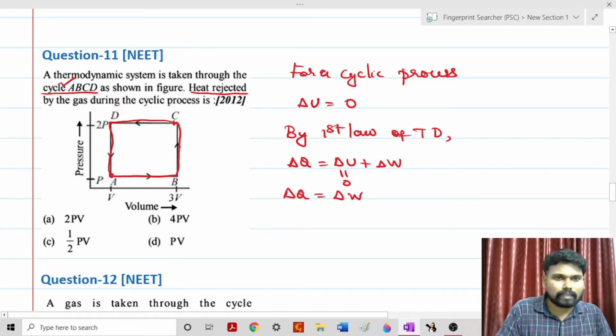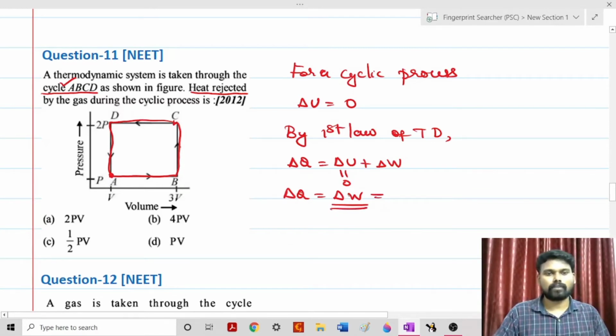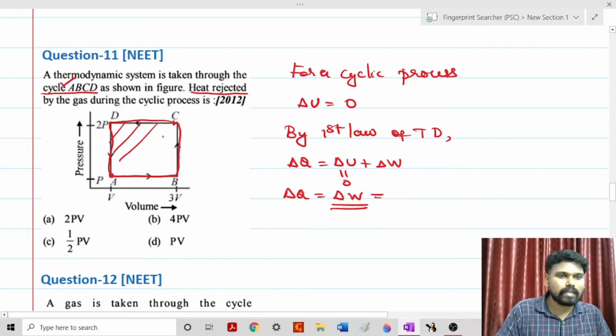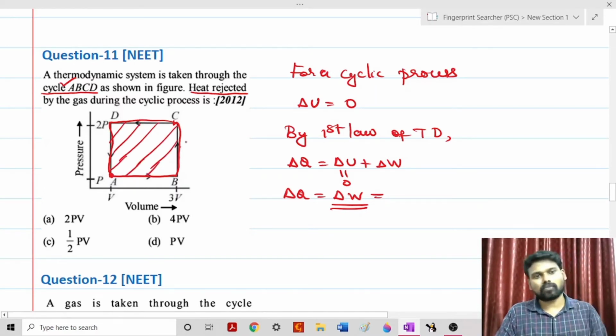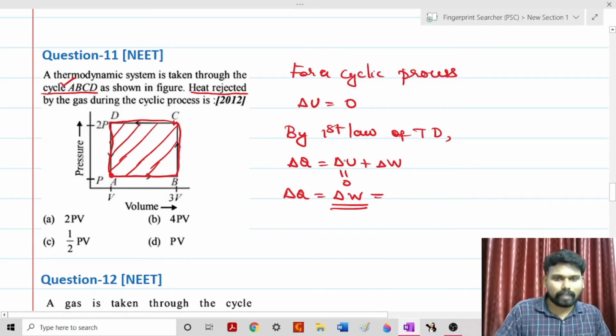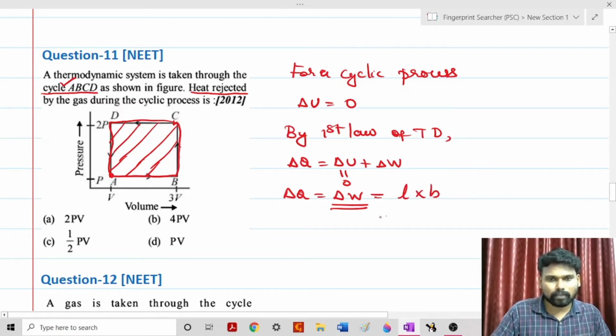Now heat rejected has to be found out. Heat rejected by the gas during the cyclic process has to be found out. So for that you can find the work done during the cyclic process. How can you find the work done? Work done is the area inside this loop. For a cyclic process, work done is the area enclosed by the loop. Now you can see that it is a rectangle. So you can use the formula length into breadth. What is the length? Take this as the length.